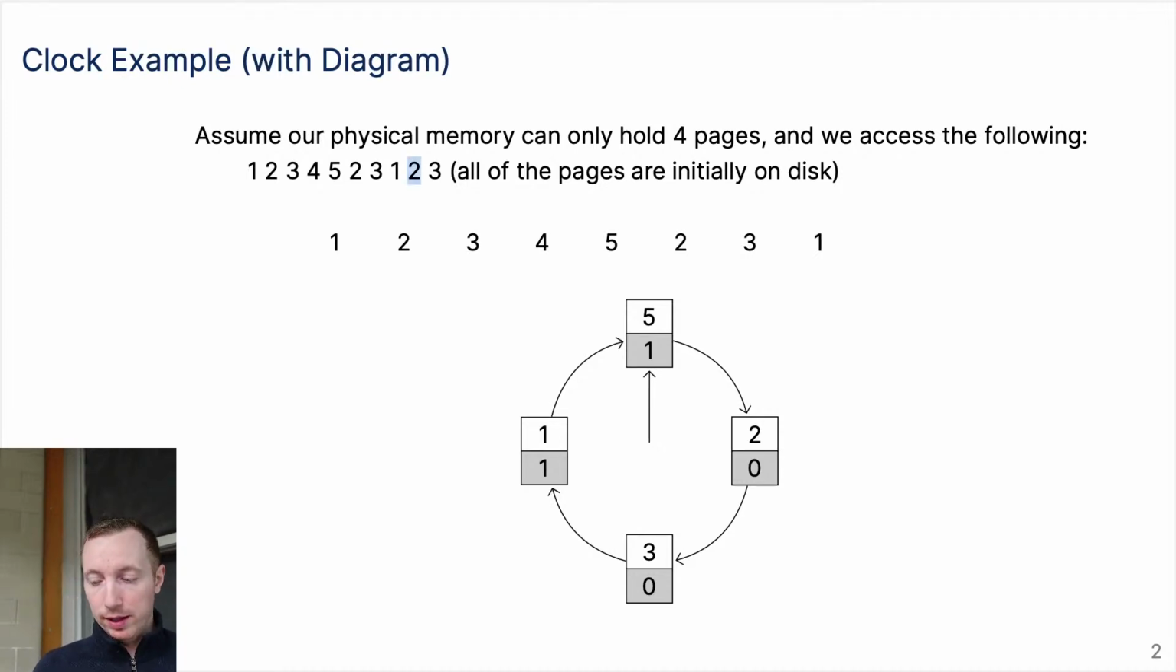Now for the other accesses, we have an access to page 2. It's already in memory. All we do is update the reference bit from a 0 to a 1. And now for page 3, same thing. It's already in memory. We just update the reference bit from a 0 to a 1.